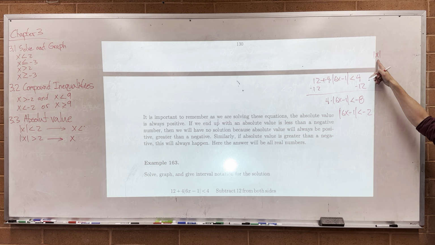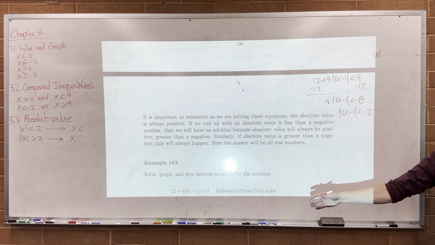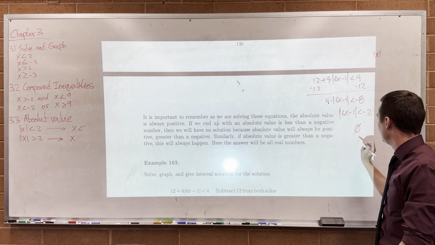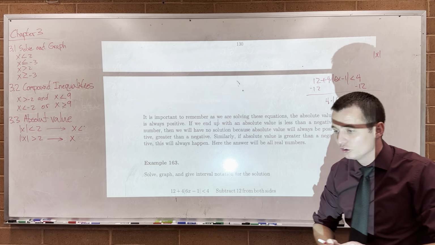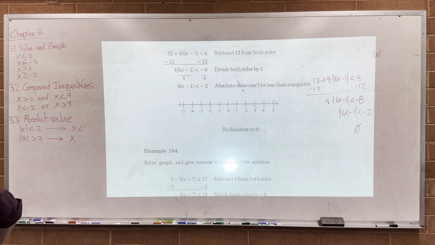0. Can I ever take the absolute value of x and get a negative number? What's the absolute value of negative 3? 3. What's the absolute value of 3? 3. Still 3. Can I ever get a negative number to come out there? So when is my absolute value of anything less than negative 2? It never is. So the solutions are no solutions or empty set, however you write it. So this is one with no solutions.